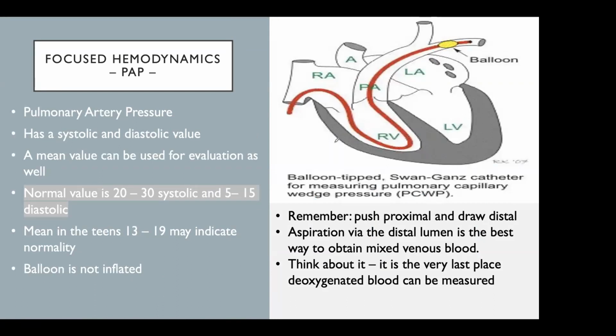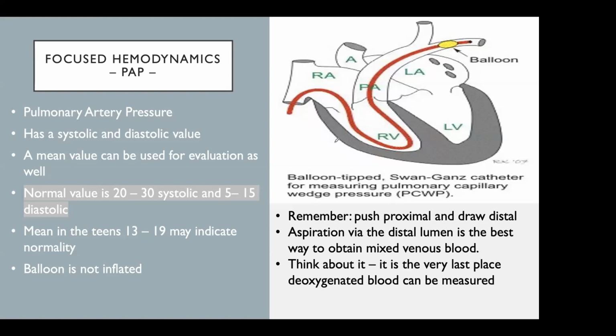Pulmonary artery pressure. I'm going to mix this up and say pulmonary airway pressure, but pulmonary artery pressure has a systolic and diastolic value, again, just like your arteries do, right? The mean value can be used for evaluation as well, like we talked about. The mean in the teens, 13 to 19, may indicate normal hemodynamic values.